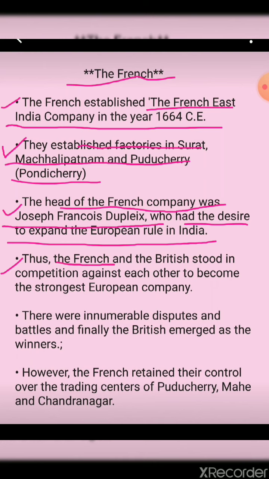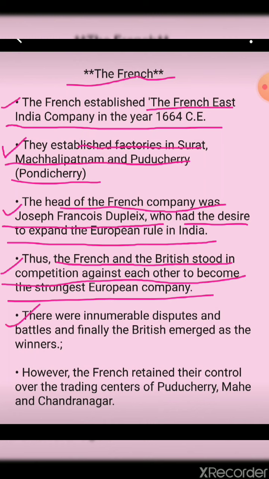Thus, the French and the British stood in competition against each other to become the strongest European company. The competition was seen because the British were also putting their interest into ruling India, and the same thing was seen with the French. They also put interest in expanding their rule in India. So competition started between the French and the British, and they wanted a strong company in India.